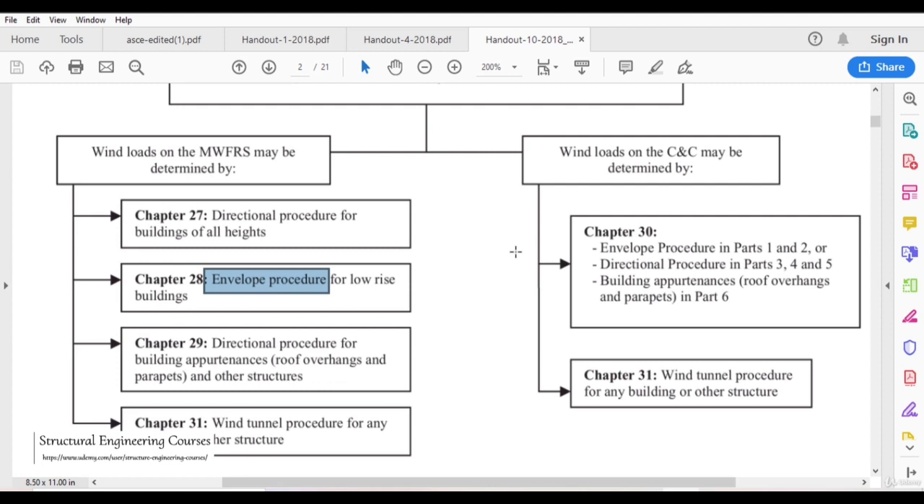In all those codes, for components and cladding the wind loading is different, and for the main wind force resisting system the wind loading is different. That is the basic concept. Each and every country has written different standards, but the basic concepts are obviously the same. As I discussed in some lecture, up to the analysis part, more or less all the loadings and reactions come to the same point. The difference happens in the design part.